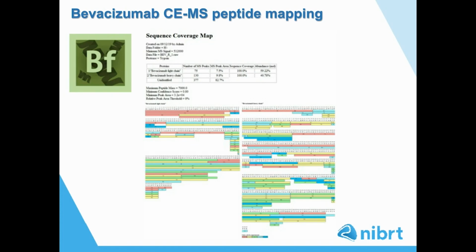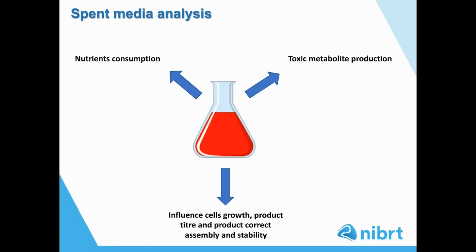Spent media analysis is another important analysis and an important step in upstream process optimization, as the media components may strongly influence not only the cellular growth and the health of the cell, but they can also affect the product titer and the quality. As an example, there are cells that go through starvation of some amino acids, and this could result in sequence variants in the produced biotherapeutic. And this, of course, can also alter the product quality and stability.